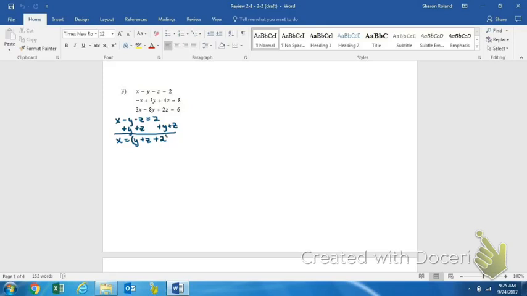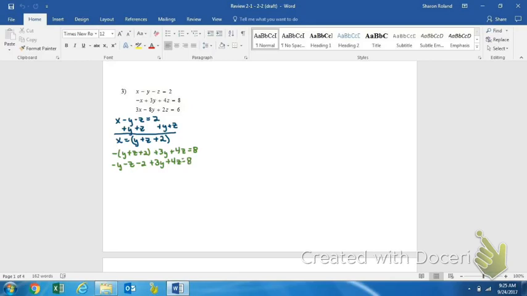And I'm going to plug that into the second equation, then I'm going to plug it into the third equation. Second equation first. That would be negative x, except I'm not going to put x because I know what it equals. So it's negative (y plus z plus 2) plus 3y plus 4z, and that equals 8.